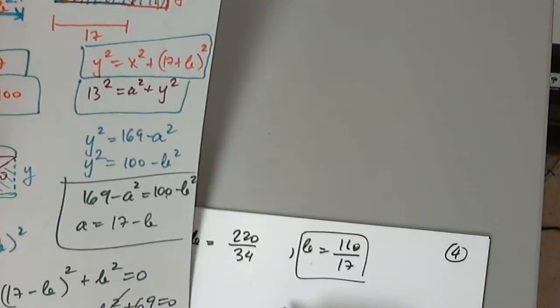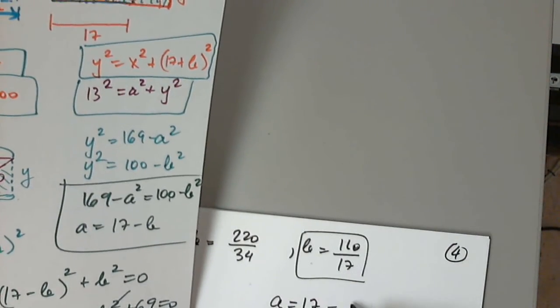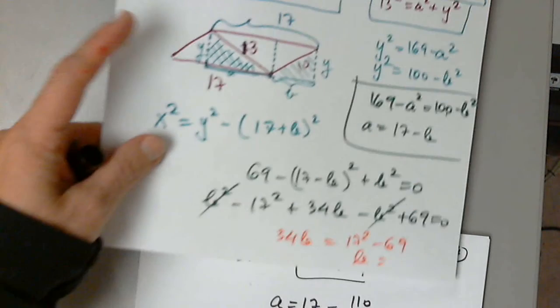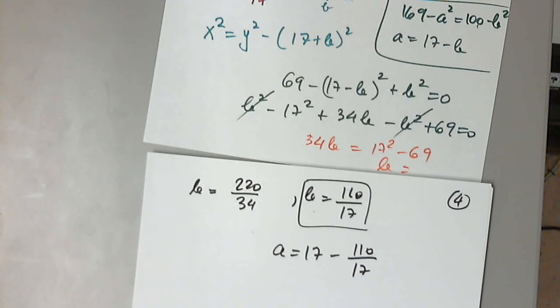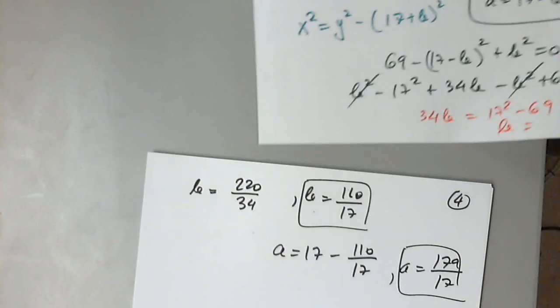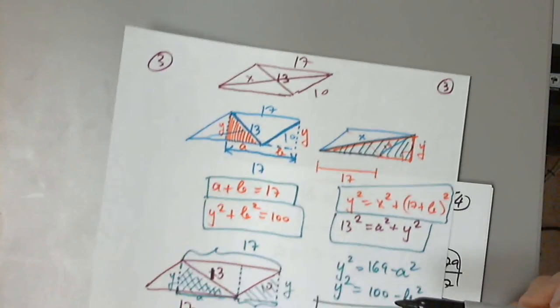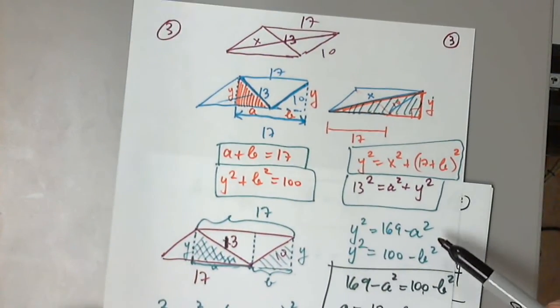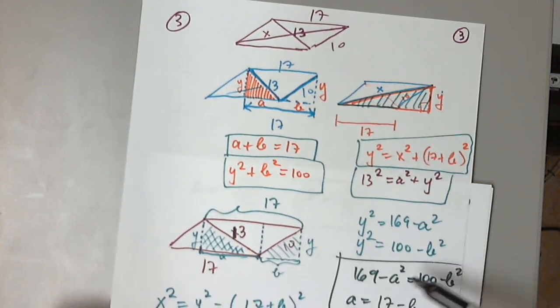Okay, I have a then. 17 minus 110 over 17. So how much is 17 squared minus 110 then? Help. Minus 110. Okay, I got 179. So then a is 179 over 17. Okay, I'm back to my other equations. Am I done? Yeah, I'm done.